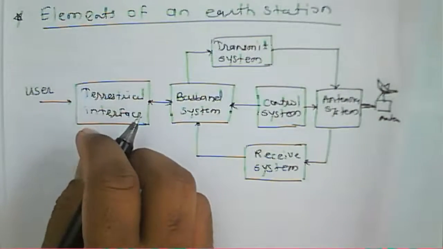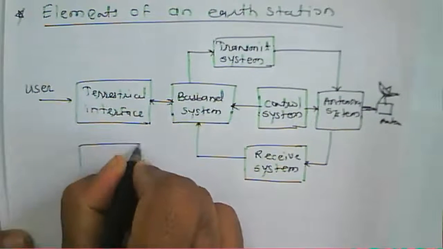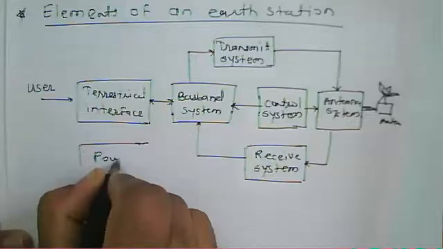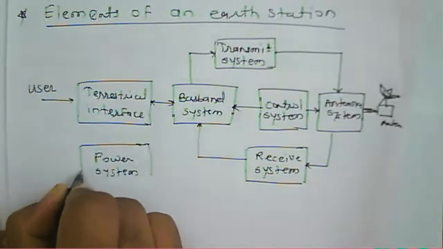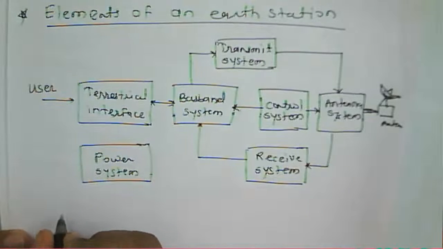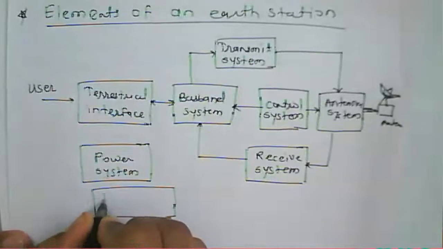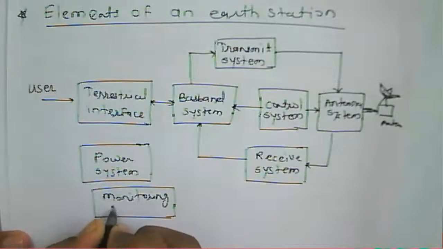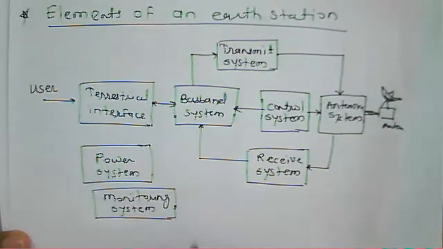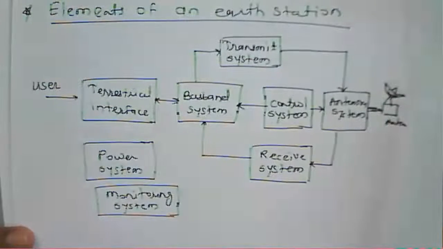Along with that, on the earth station component, we have the power requirement for each and every component. That is a power system. Then monitoring of the components, or monitoring the system. So this is nothing but the block diagram of an earth station.